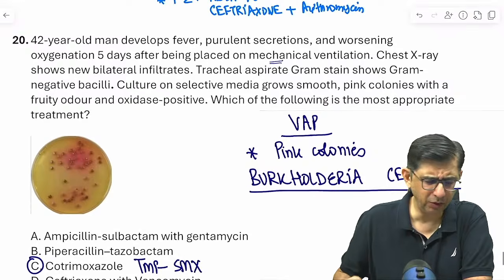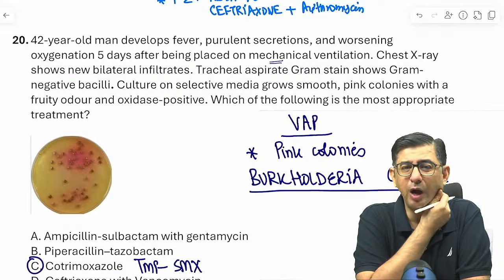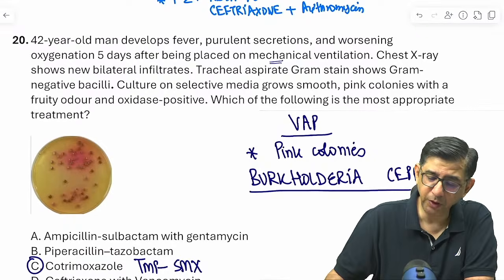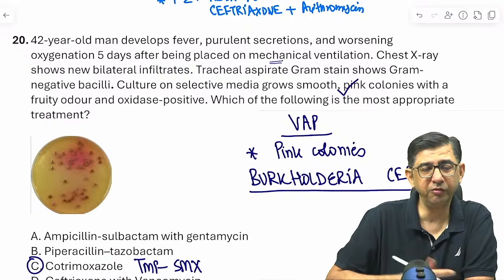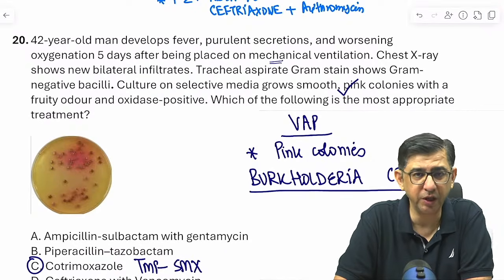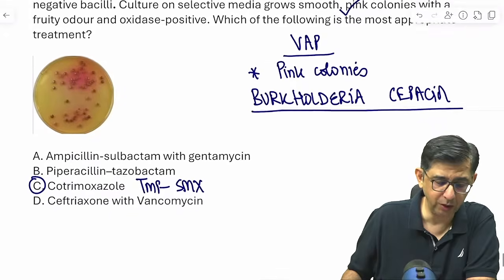I spoke majority in English only. The point I'm trying to say is VAP is there and the organism is Burkholderia cepacia because it's written pink colonies, no? So pink colonies are not a feature that you are going to be seeing with Pseudomonas. That would be bluish green color. And that's why the answer will change in this case. Piperacillin tazobactam would not be used.